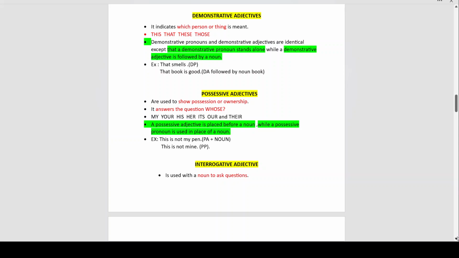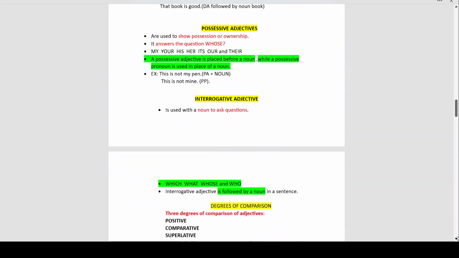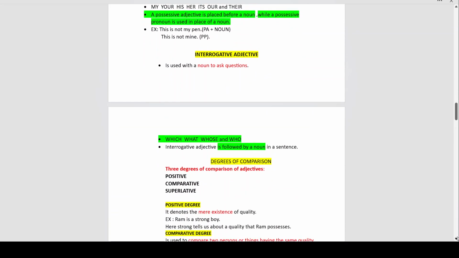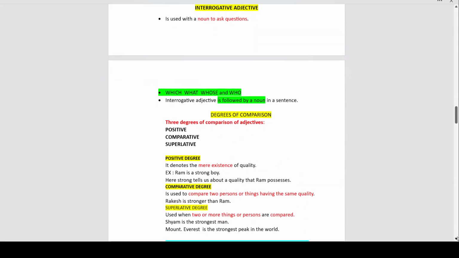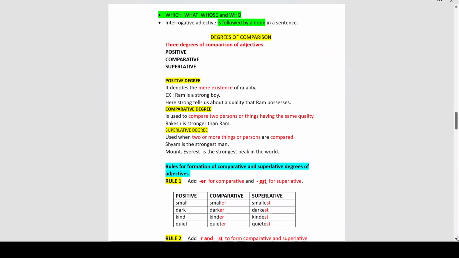Now, next we come over to interrogative adjectives. Interrogate means to ask. So, we ask questions. Interrogative adjectives are used with a noun to ask questions. Questions like which, what, whose, and whom. Now, an interrogative adjective is followed by a noun in a sentence. I hope the kinds of adjectives are clear to you, students.